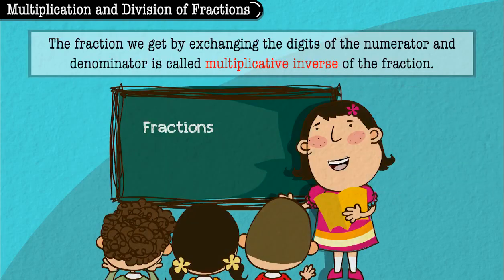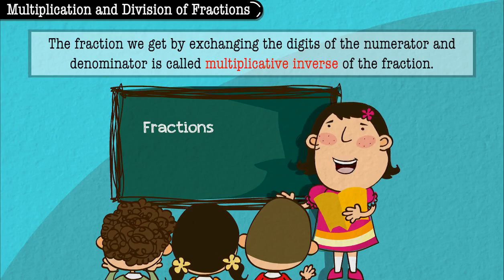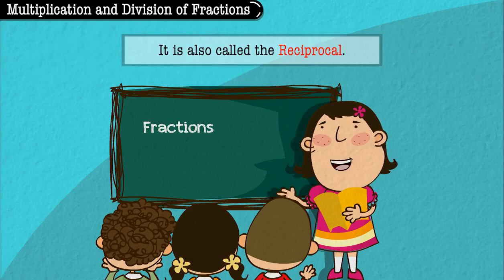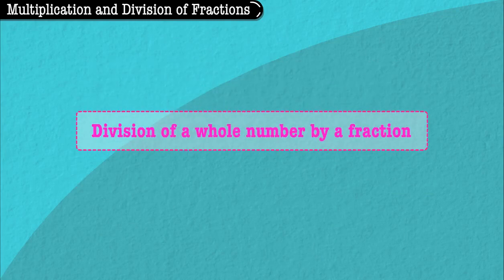The fraction we get by exchanging the digits of the numerator and denominator is called the multiplicative inverse of the fraction. It is also called the reciprocal. On multiplying a fraction with its reciprocal, we always get 1. First, let's see the division of a whole number by a fraction.